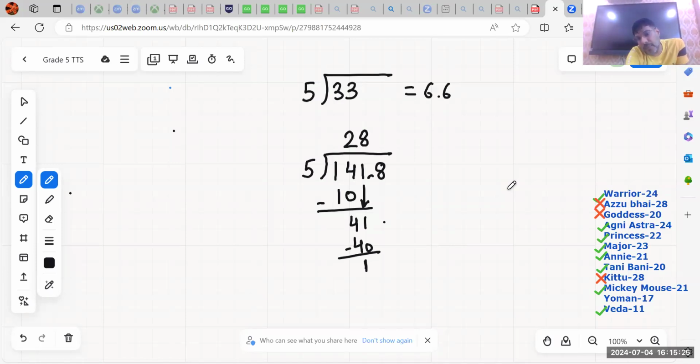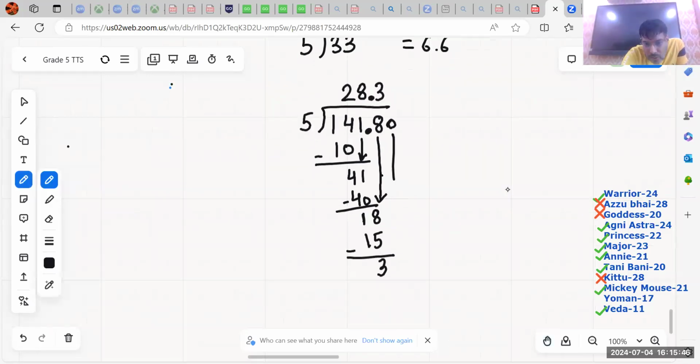Then I got a decimal point in the dividend. I will put a decimal point in the quotient. And 8 will fall down. So 5 threes are 15. My remainder will be 3. Then what did I tell you? You can put a 0 after the decimal point. So this 0 will fall down and it will be 5 sixes are 30.